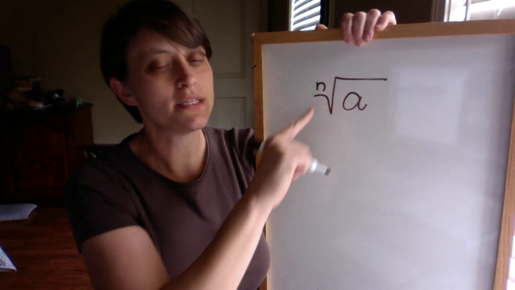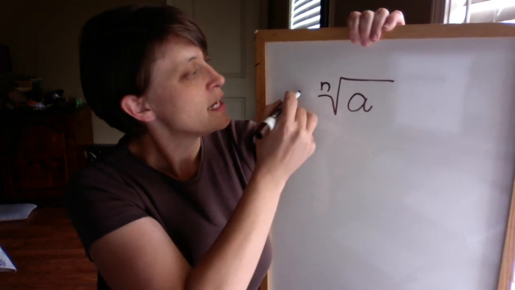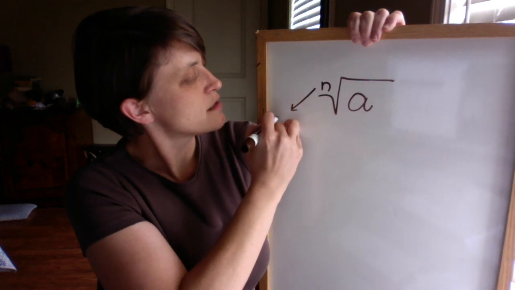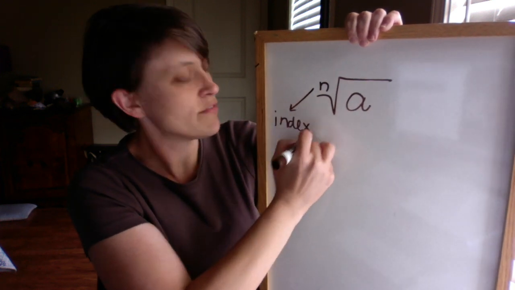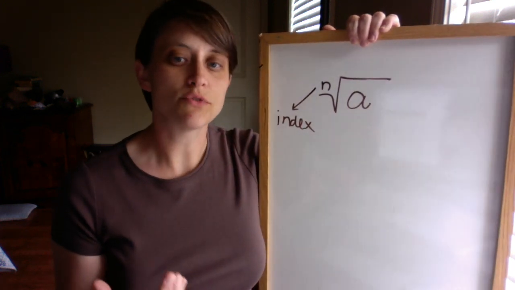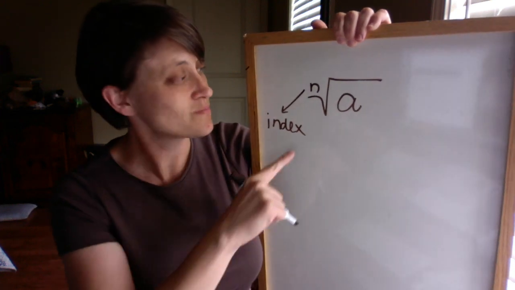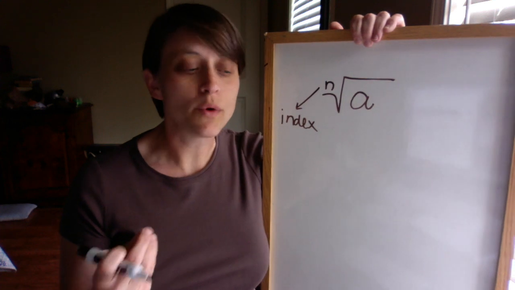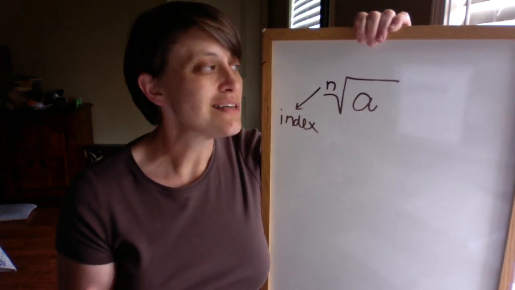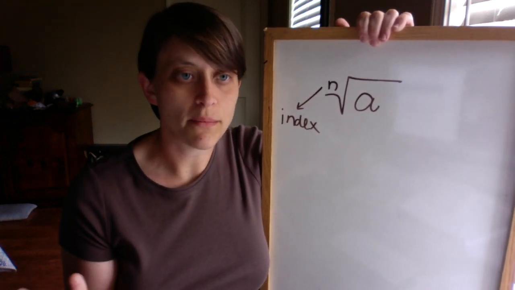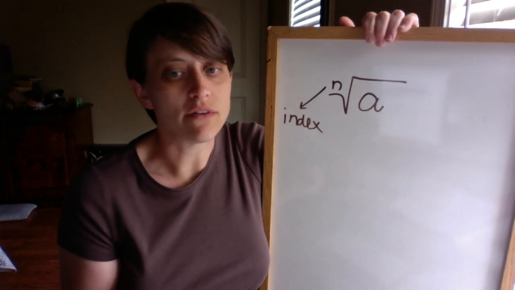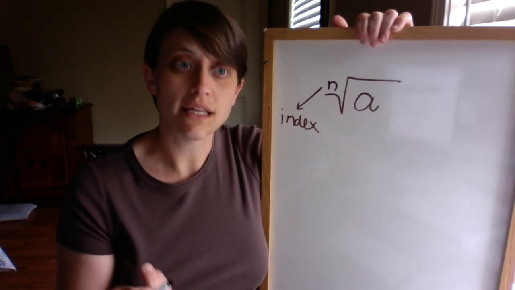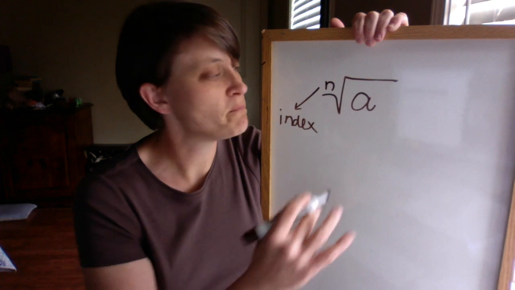And sometimes we see a number written up here. Now this number is called the index of the root. It tells us what kind of root we're taking. Typically when the index is 2, that's called a square root, and the index is not written. It's not wrong to write a 2 up there if you want to, but typically we leave it off. When there's nothing there, it's assumed to be a square root.